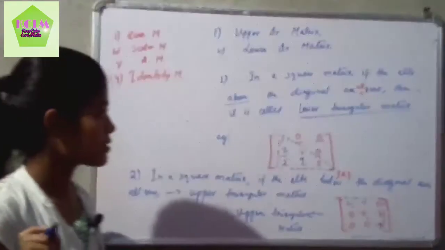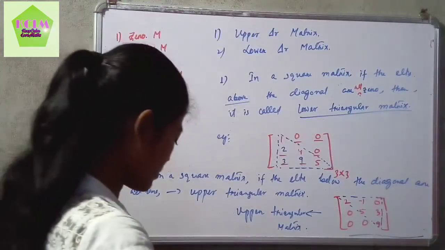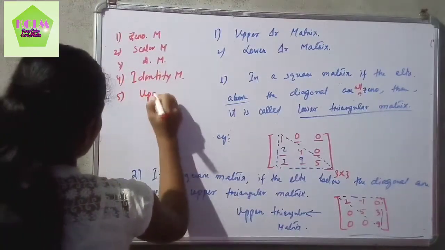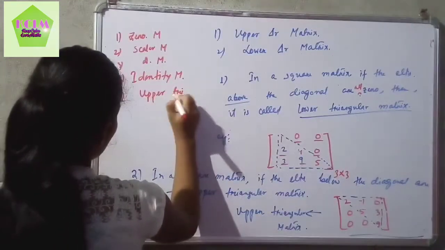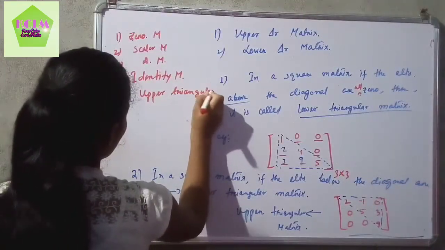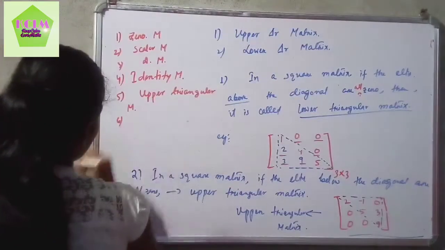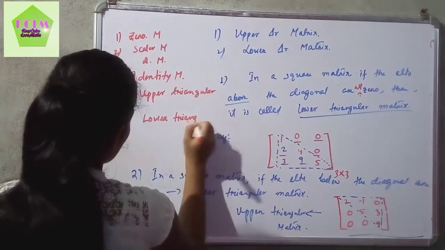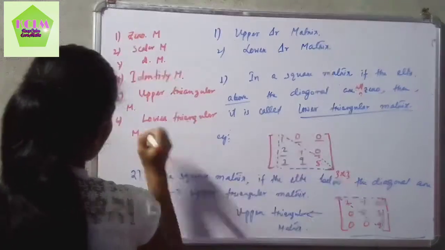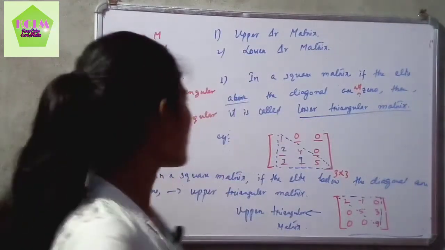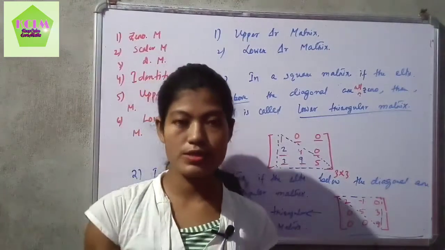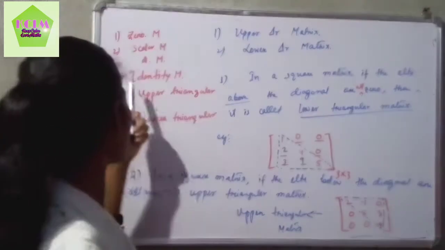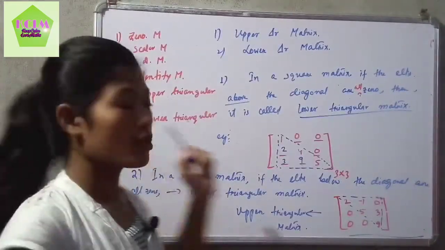So this is it. So we have here another type, upper triangular matrix, and the number 6, lower triangular matrix. Today we have discussed the types of matrices. First of all, we have learned what a zero matrix is. Next we have scalar matrix, diagonal matrix. Number 4, identity matrix, upper triangular matrix, and lower triangular matrix.